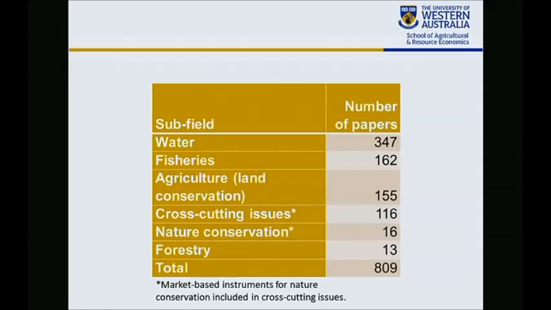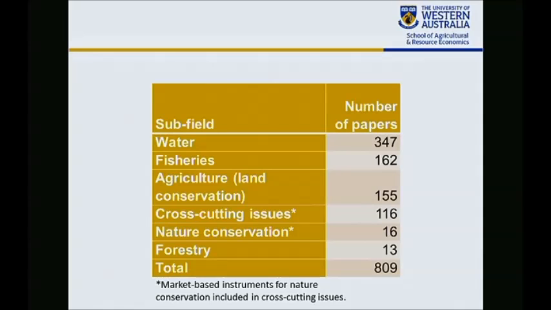When I talk about agriculture, I'm only talking about the conservation type aspects of agriculture, not all the other business oriented aspects. But about the same, and about half the amount of water. A fair number of papers on a range of cross-cutting issues that are relevant to natural resource management but not specific to any particular type of natural resource.